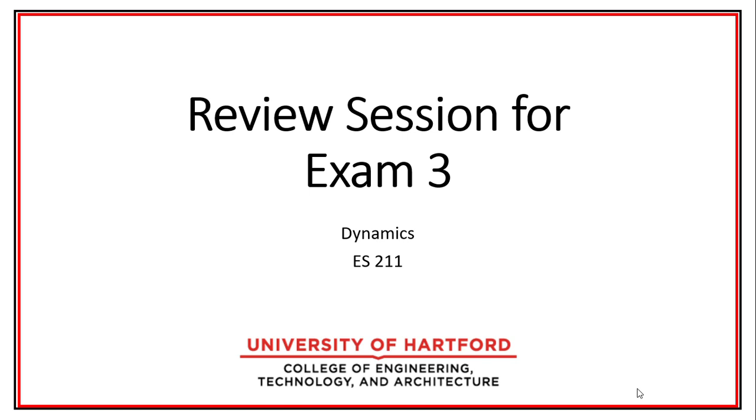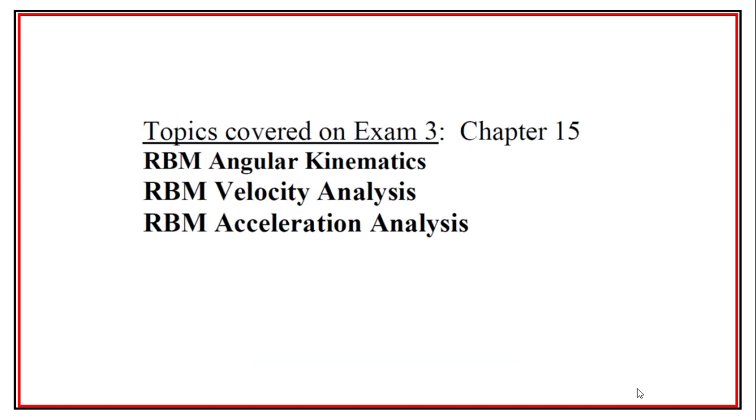Let's just talk briefly about what we've covered since exam 2. So rigid body motion, we have angular kinematics, velocity analysis, and acceleration analysis. By angular kinematics, we mean instead of just x, v, and a related by t, now we have theta, omega, alpha related by t, right? So there are parallel kind of things going on right there. Corollaries, I don't know, whatever.